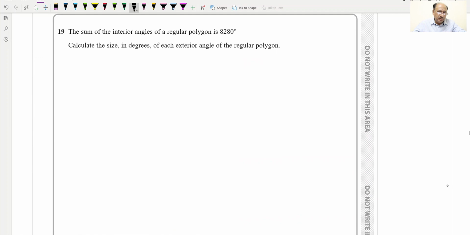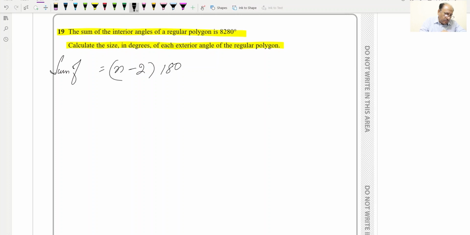Now question number 19. Question 19 says the sum of interior angles of a regular polygon is 8280. Calculate the size in degrees of each exterior angle of the polygon. So we can apply the interior angle formula, which is (n minus 2) times 180, and this will be the sum of interior angles.